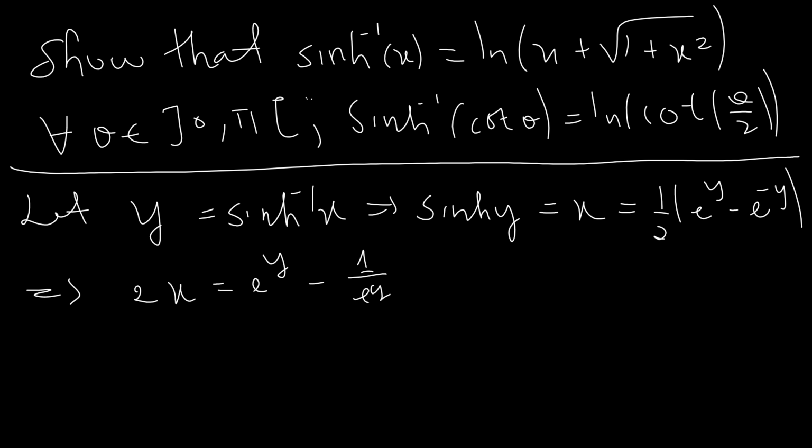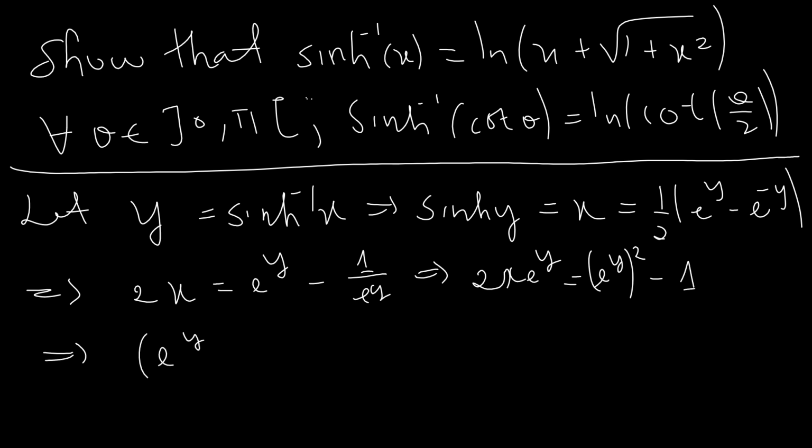Okay, now I'll multiply all through by e to the y, so I get 2x e to the y is equal to e to the y times e to the y, which is e to the y all squared, then minus 1. So I'm going to form a quadratic where I have e to the y all squared minus 2x times e to the y, then minus 1 equal to 0. And I solve for e to the y.